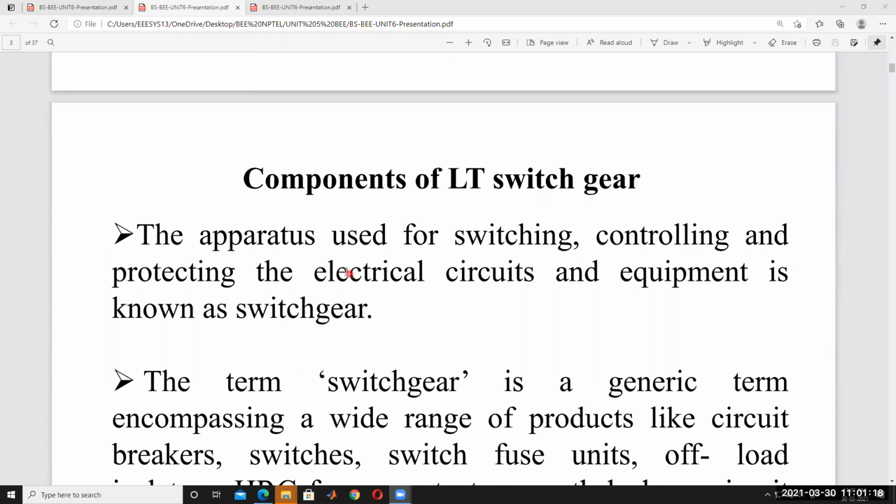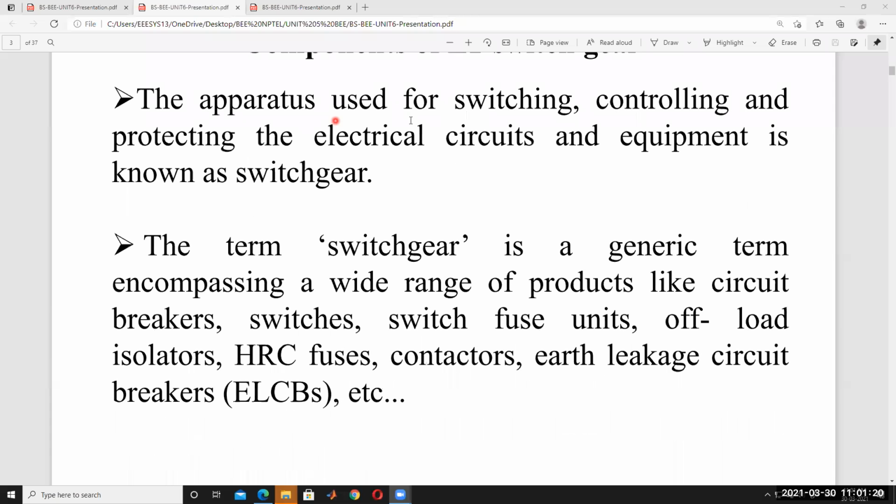Components of LT switchgear. The apparatus used for switching, controlling, and protecting the electrical circuits and equipment is known as switchgear. So this definition is important. Maybe you will get 2 marks for it. Questions like what is meant by switchgear will come. The apparatus used for switching, controlling, and protecting the electrical circuits and equipment is known as switchgear.